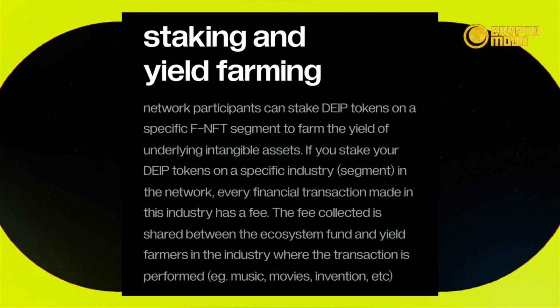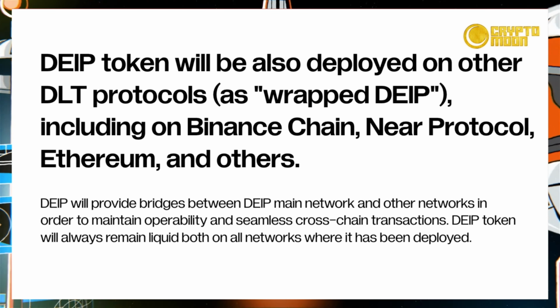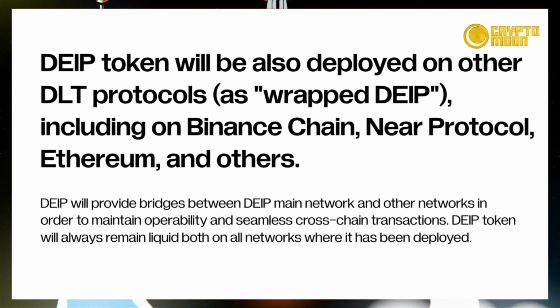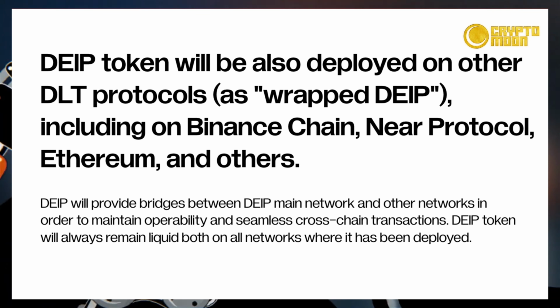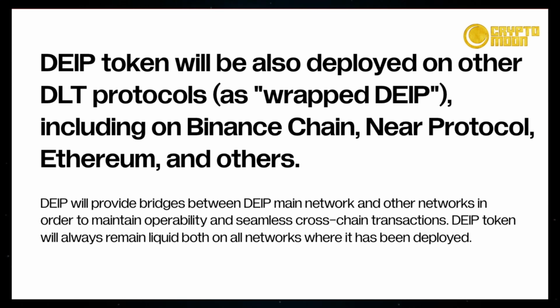the transaction is performed. DEIP will provide bridges between the DEIP main network and other networks in order to maintain operability and seamless cross-chain transactions. DEIP token will always remain liquid on all networks where it has been deployed.